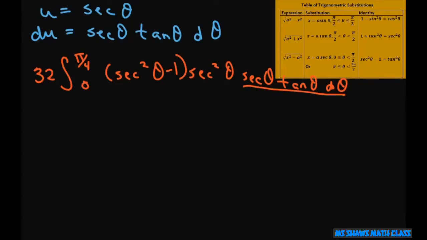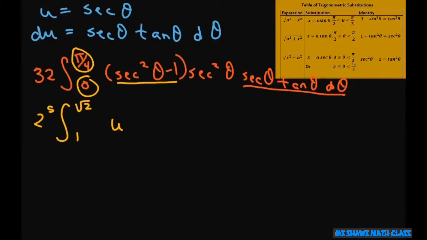So now we're using u substitution. You can write this as 2 to the 5th if you want. And when you do your u, you're going to have to change these limits again. Secant of 0 is just going to be 1. And secant of pi divided by 4 is square root of 2. So we have to change that. And now we can use u substitution. So this is going to be u squared minus 1 times u squared. And this part here is just du.